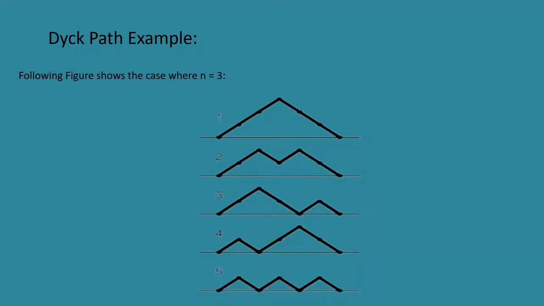For n equals 3, the following paths are constructed as shown in this example. This is the first one, this is the second one, this is the third one, the fourth one, and the fifth path.